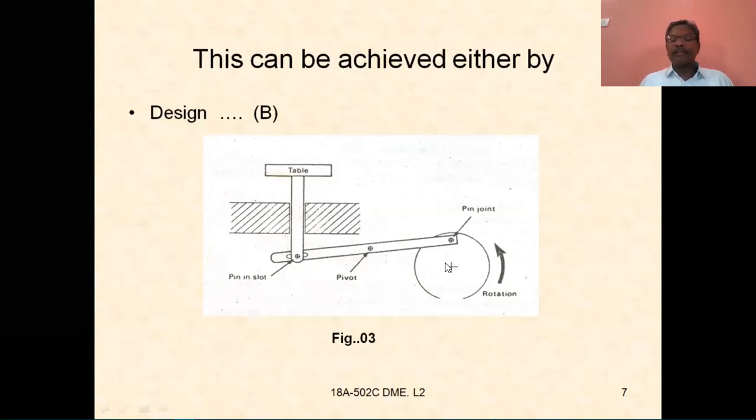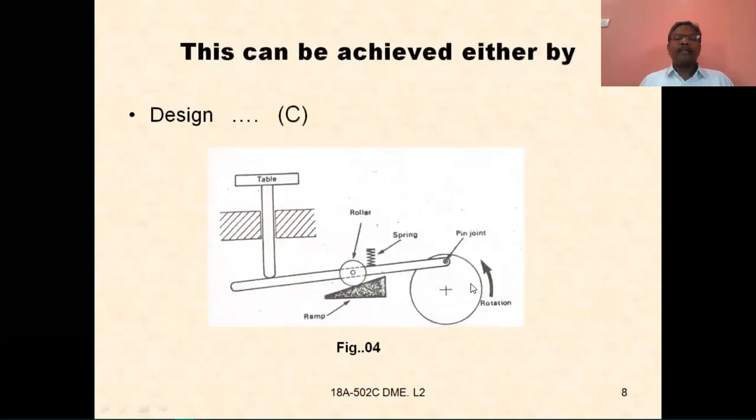That means in the previous case, we used a cam mechanism. Now we have used a crank mechanism. And the next solution is design C. The table's reciprocating motion can be achieved by this mechanism also. In the previous case, we had a pivot for the arm, that means the arm is pivoted at a certain point, but now here also we are going to use a crank mechanism, and the pin joint is here. This is the pin joint, this is a spring, this is a ram, and this is the roller.